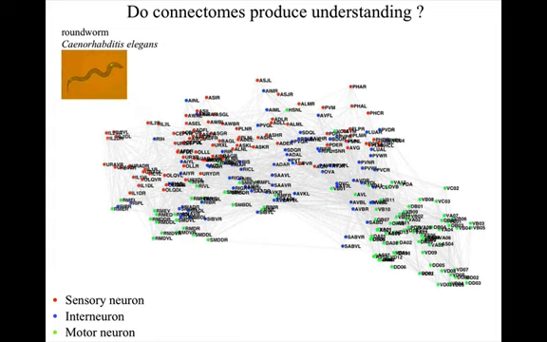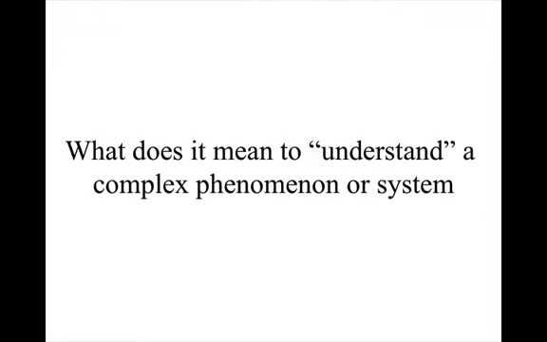Now, this connectivity has been known for several decades, but even with this detailed circuit diagram, there's no intuitively satisfying understanding for how complex behaviors result from neuron activity, even for a simple organism like a worm. So, what would it mean to understand a complex phenomenon or a system in an intuitively satisfying way?